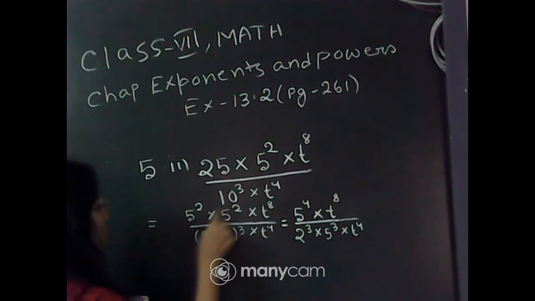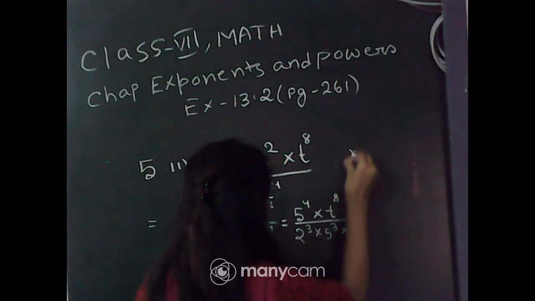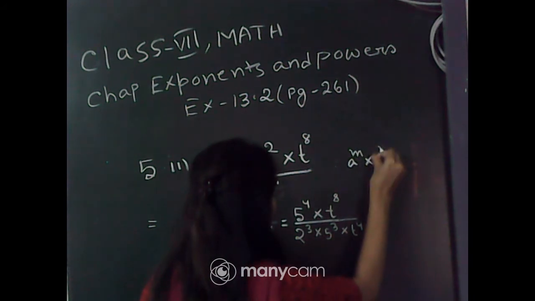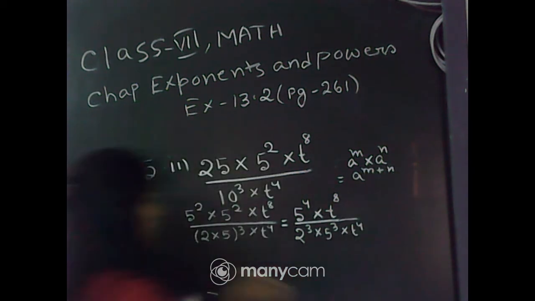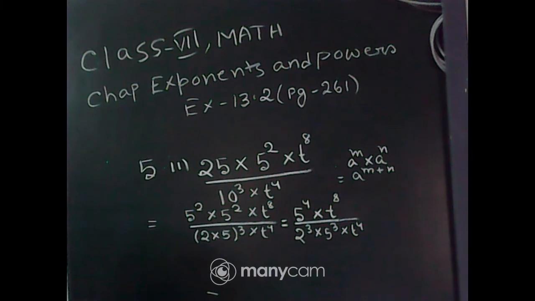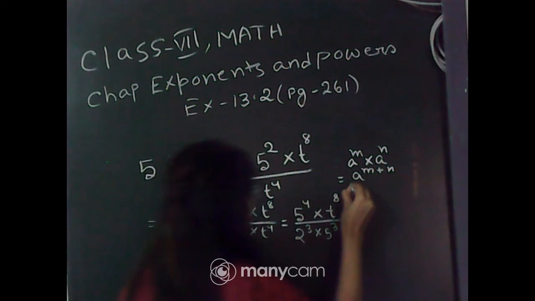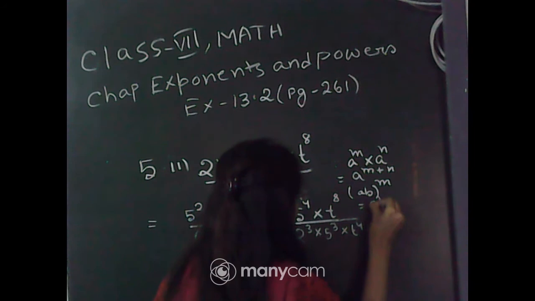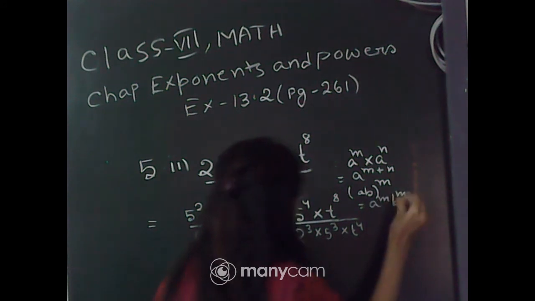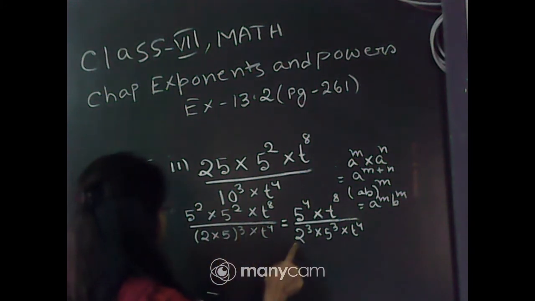5 square into 5 square is equal to 5 to the power 4, since a to the power m into a to the power n is equal to a to the power m plus n, where a is any non-zero integer and m, n are whole numbers. And we know a, b whole to the power m is equal to a to the power m into b to the power m. Using this law we get 2 into 5 whole cube is equal to 2 cube into 5 cube.